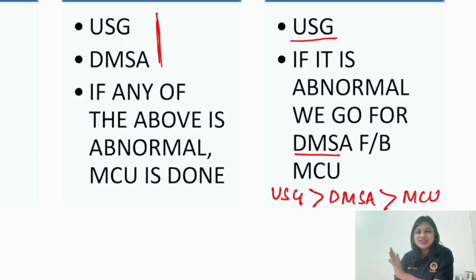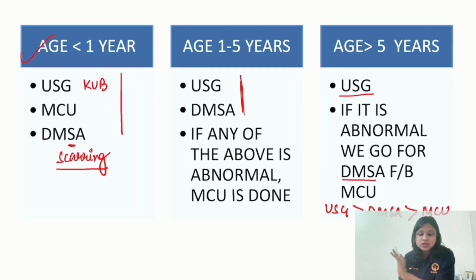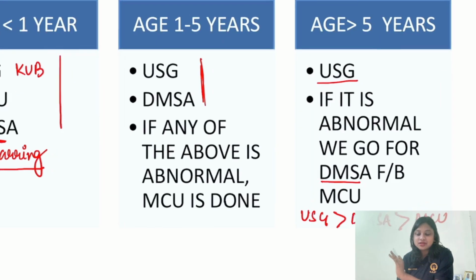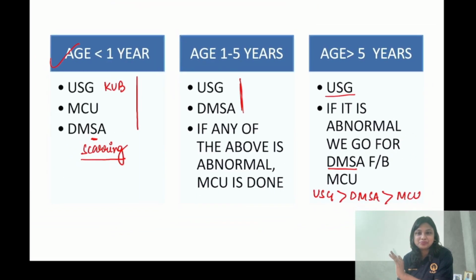Even in age 1 to 5 years, you first see whether there is any problem with the ultrasound kidney urinary bladder and DMSA, and then you go for MCU. Likewise, in age more than 5 years also, it is first USG, then DMSA, then MCU. Okay. So this is a very, very important slide, and you should not miss this.